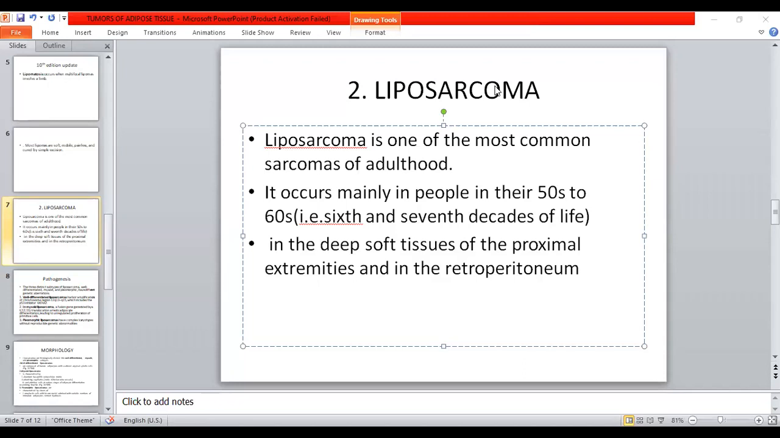Hello everyone. Now let's move on to liposarcoma. Liposarcoma is one of the most common sarcomas of adulthood. It occurs mainly in people in their 50s to 60s, that is, the sixth and seventh decade. 50s means sixth decade, and 60s means seventh decade of life. It occurs in the deep soft tissue of the proximal extremities and in the retroperitoneum.